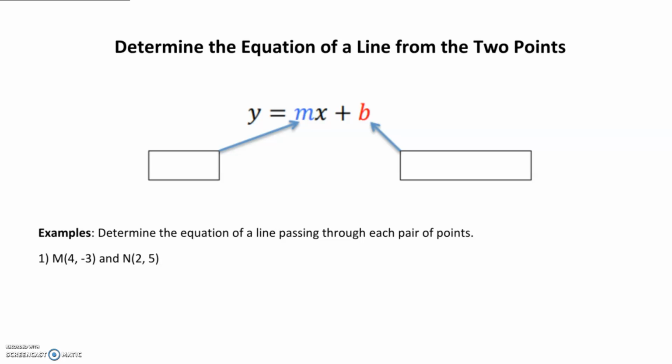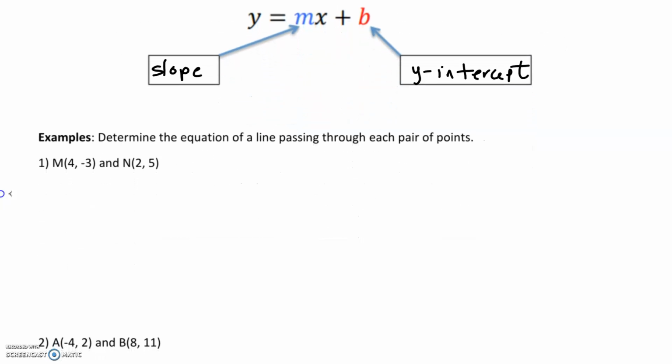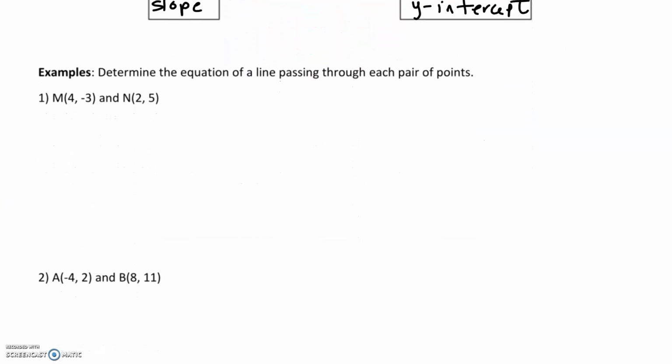We're going to, in this lesson, determine the equation of a line from 2 points. In our last lesson, when we determined the equation of a line, we knew we needed two things: slope and the y-intercept. So in our first example, it says to determine the equation of a line passing through each pair of points.